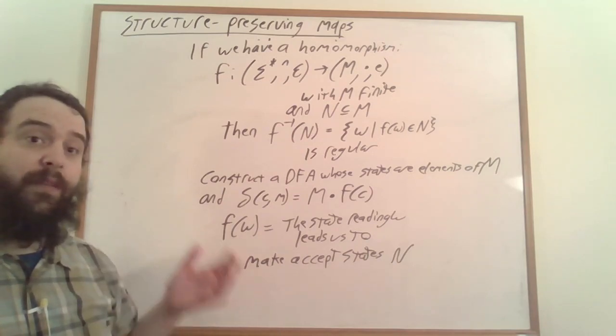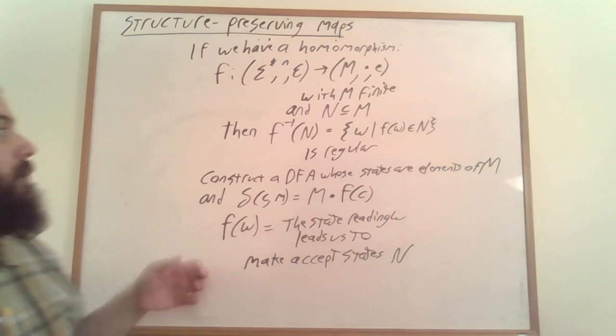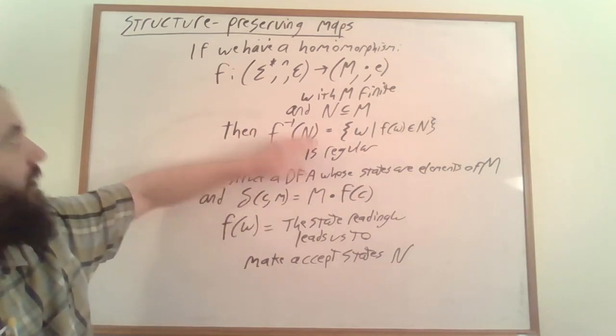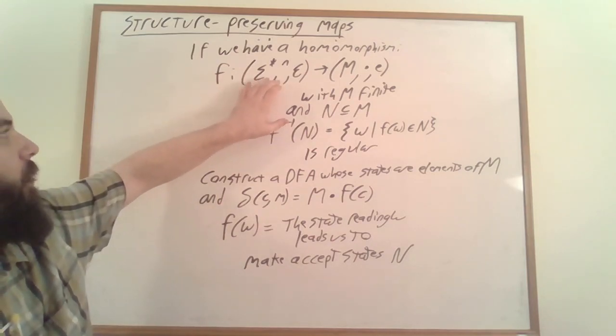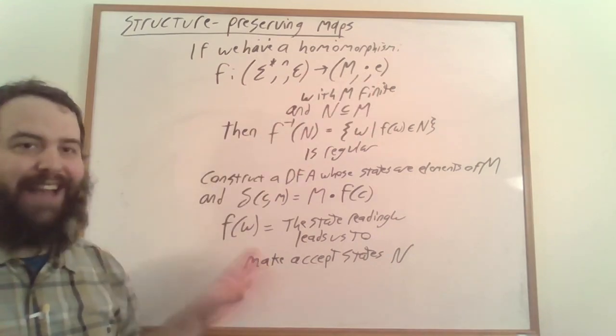So this gives us a bit of an esoteric characterization of the regular languages. Specifically, they're the pre-images of some set under a monoid homomorphism from the word monoid to a finite monoid. And these are exactly the regular languages.